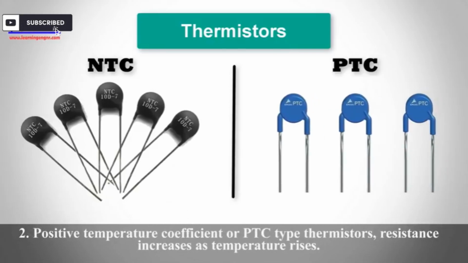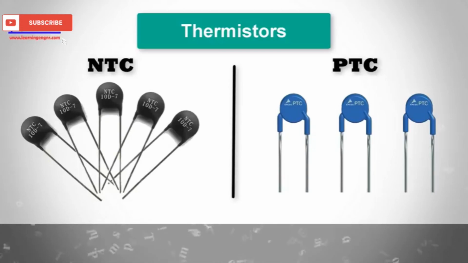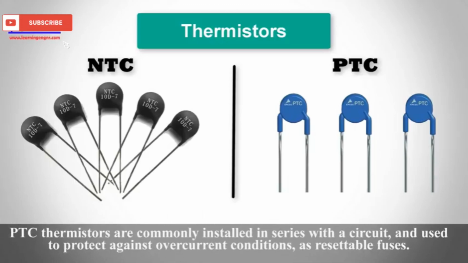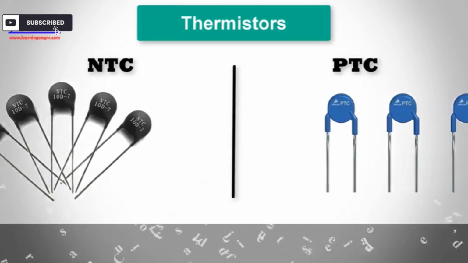2. Positive temperature coefficient or PTC type thermistors. Resistance increases as temperature rises. PTC thermistors are commonly installed in series with a circuit, and used to protect against overcurrent conditions, as resettable fuses.